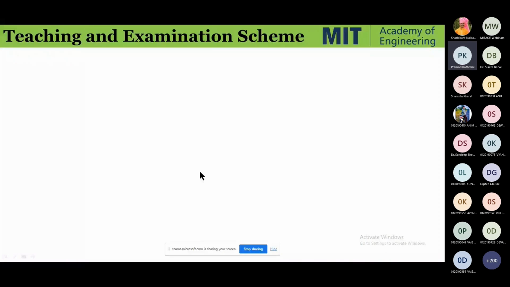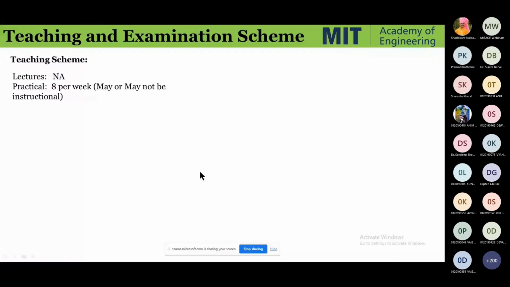Now coming to the teaching and examination scheme. Teaching scheme: the load is 8 hours. It may or may not be instructional. Of course, for a student who is remote it is difficult, but they can communicate with their guides through online platforms like MS Teams or by a phone call. So it may or may not be instructional.